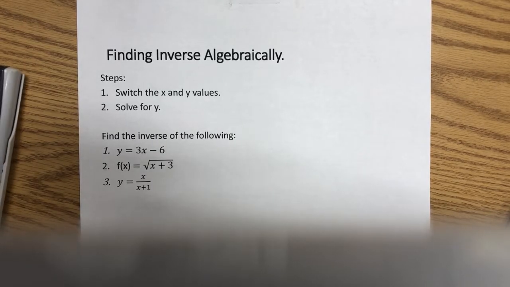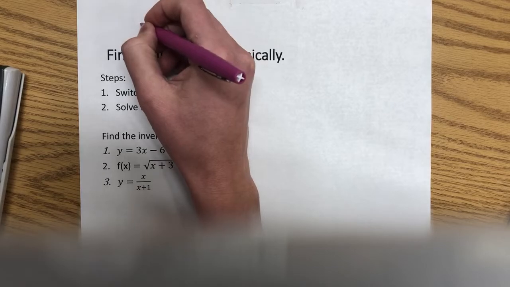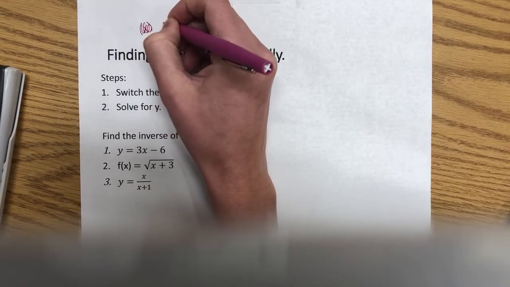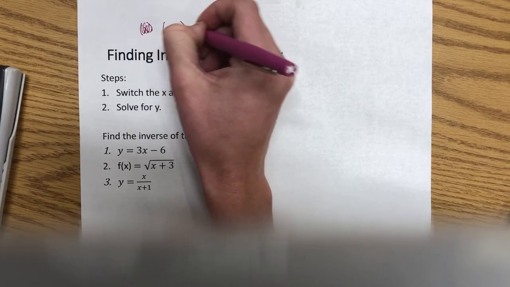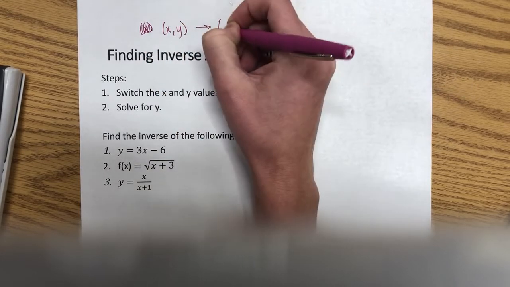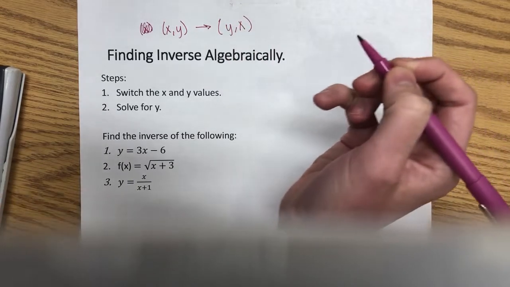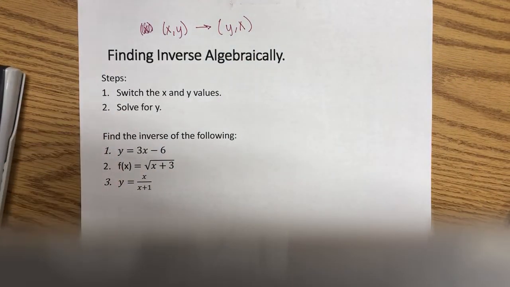Okay, so remember when we're finding the inverse of coordinates, if we have (x, y), the inverse of that is simply going to be (y, x). So we switch the x and y values of the coordinate.